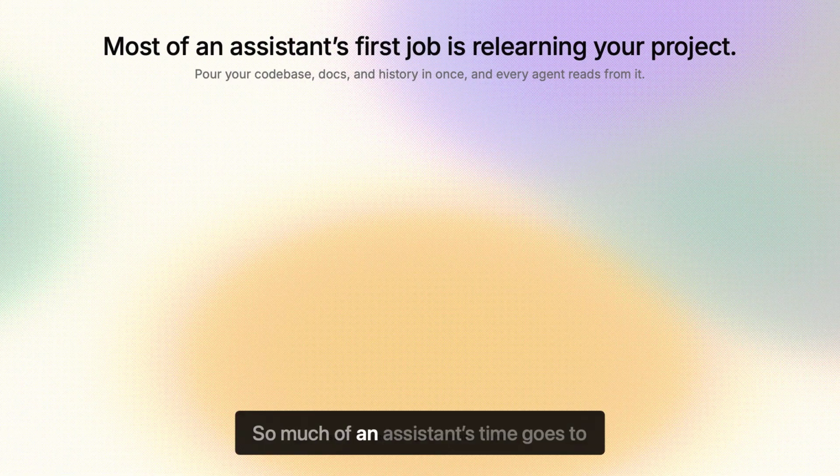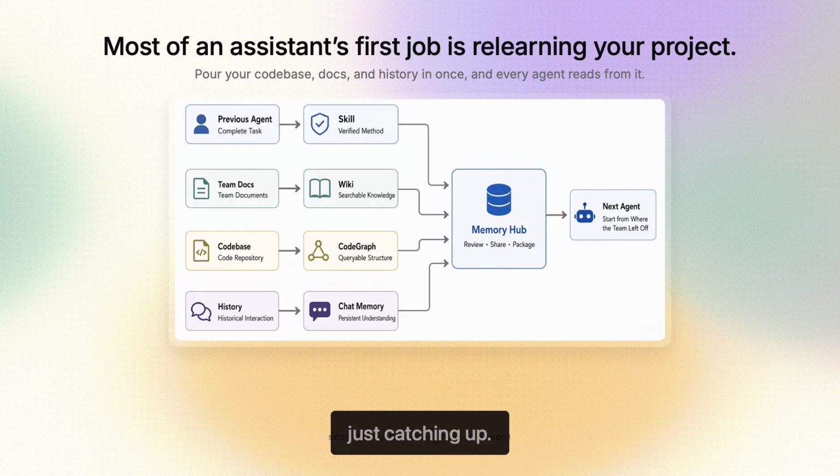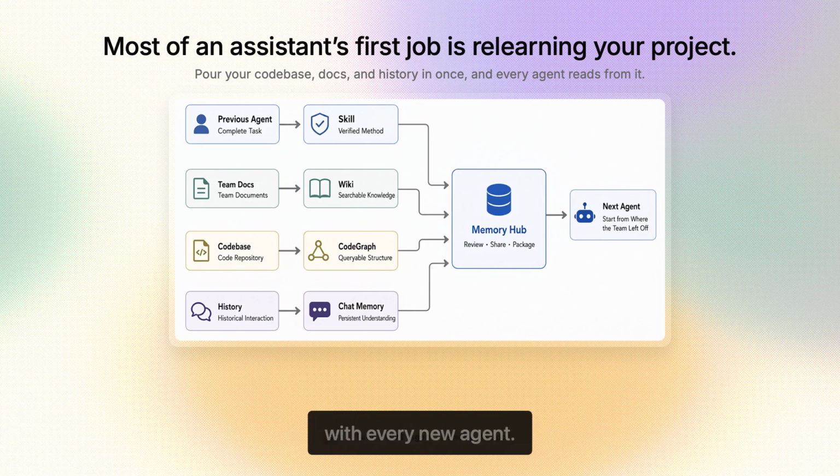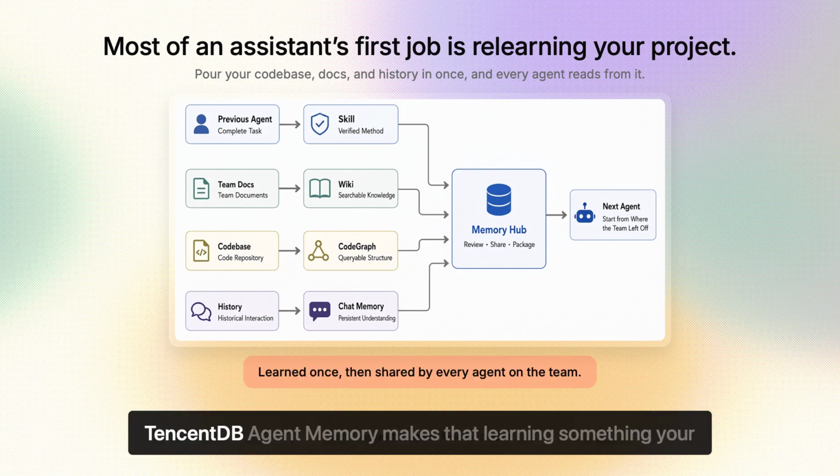So much of an assistant's time goes to just catching up. Before it writes a line, it relearns your codebase, your docs, and the decisions your team already made. You pay that again with every new agent. TencentDB Agent Memory makes that learning something your whole team shares.